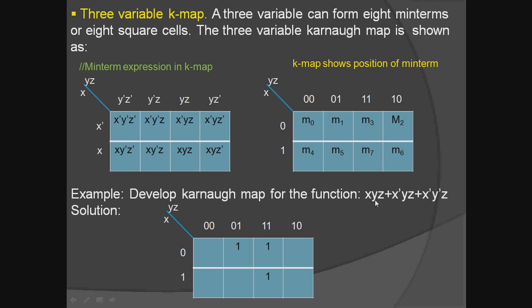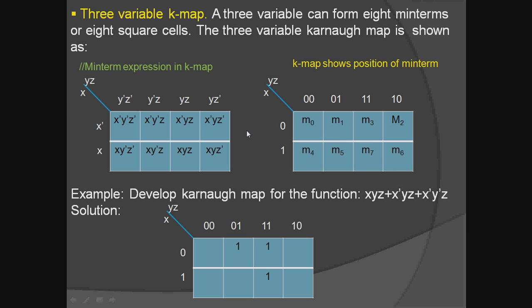So like xyz, xyz is here, right? So that is first, second, third cell. So here 1 is entered, right? And then again x complement yz, so x complement yz is here, so here 1 is entered. And again x complement y complement z, which is this one, so here 1 is entered, right? So that is how you make use of the K-map, right? So you have to know the expression's location and this min term position.